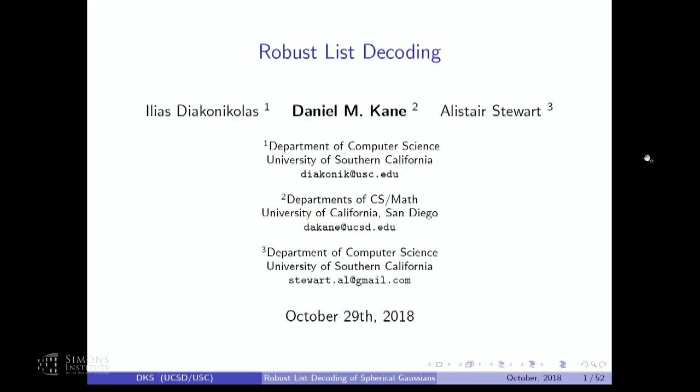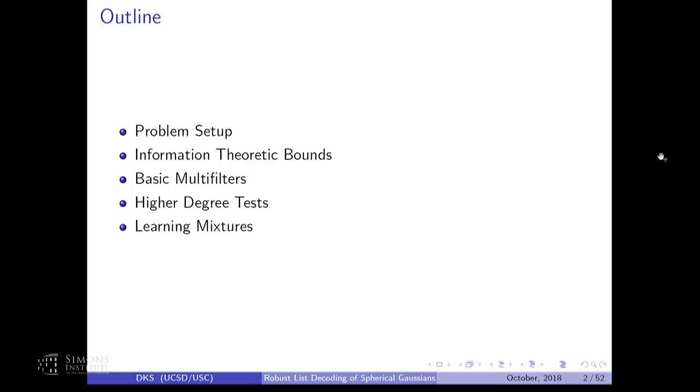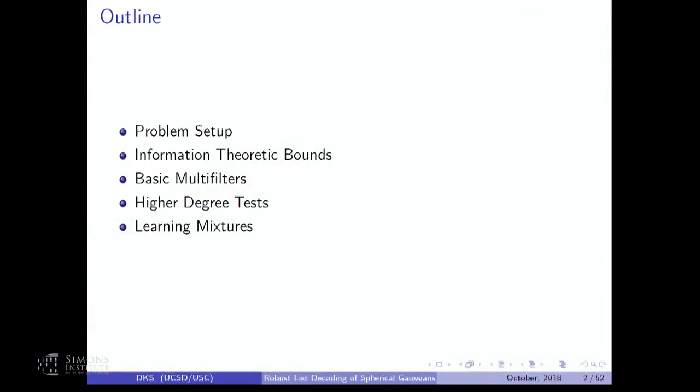Hey everybody, thanks. I'm going to talk today about robust list decoding of spherical Gaussians. So the basic outline of this talk, I'm going to talk a bit about the problem setup and some sort of historical development. I'm going to talk about the information theoretic bounds and what we might hope to achieve. I'll then talk about the basic technique that's been known for a while to get anything on these kinds of problems using this idea of filters and the generalization to multi-filters.